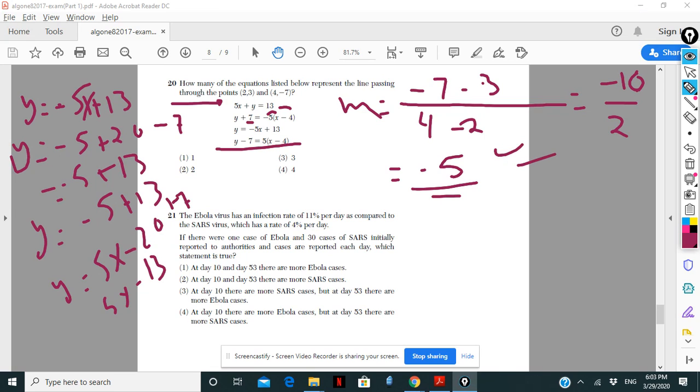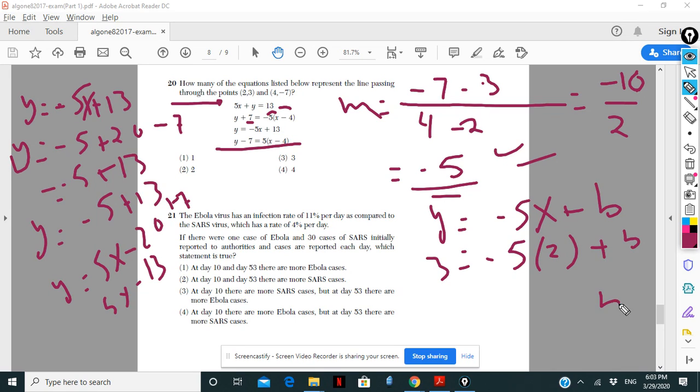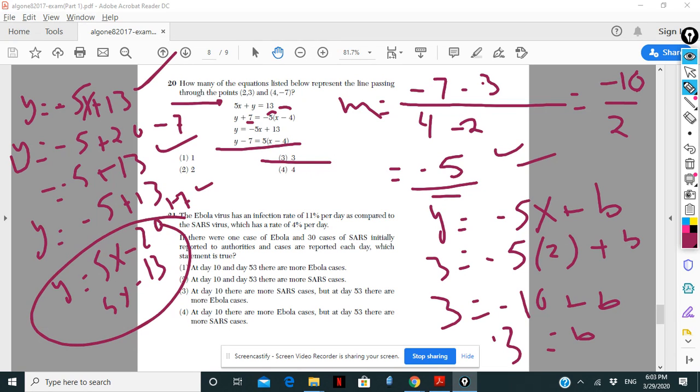So the last one is the only one that is different, but I found the slope and I didn't find the b value. So I said y equals negative 5x plus b, and I plug in the point. So negative 5 times 2 plus b equals 3. So negative 10 plus b equals 3. Add 10 to both sides, b equals 13. So that's correct, and the last one is incorrect. So I have only 3. That's the only one that doesn't give me plus 13 and has a different slope.